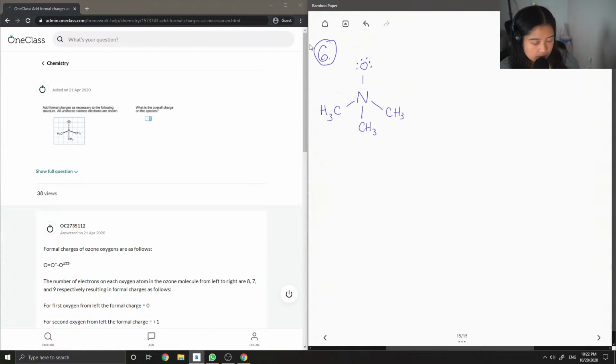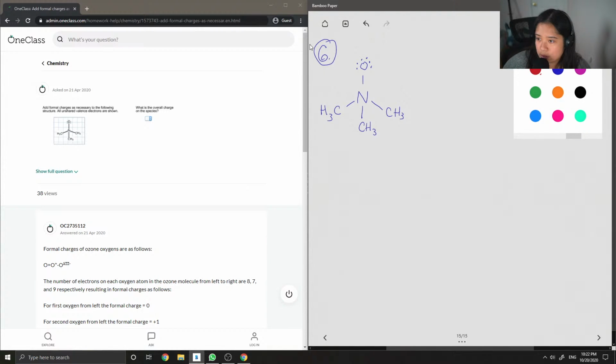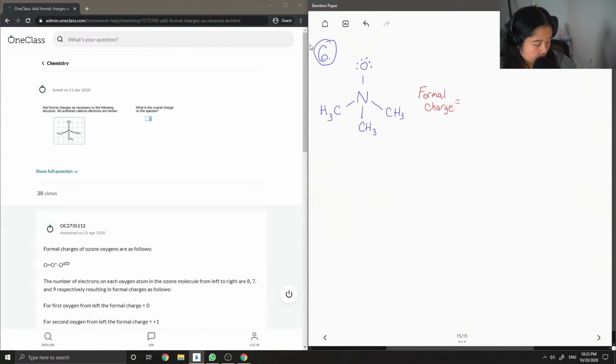Okay, so now I'm just going to write out the equation for formal charge. So, formal charge is equal to the number of valence electrons minus the number of non-bonding electrons minus the number of bonding electrons divided by 2.